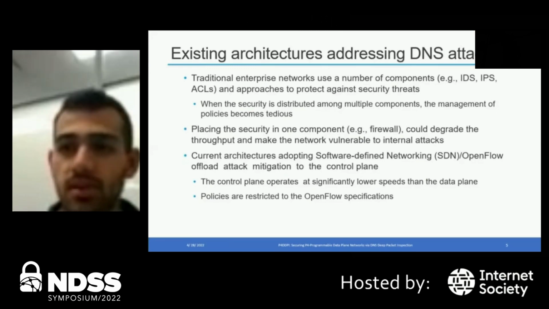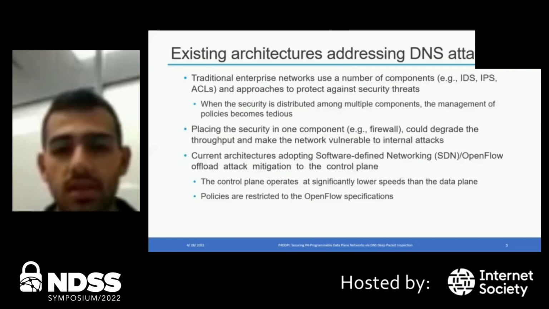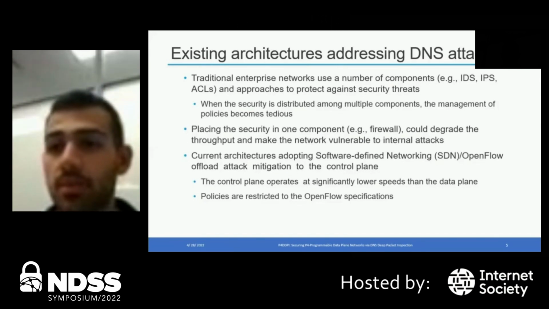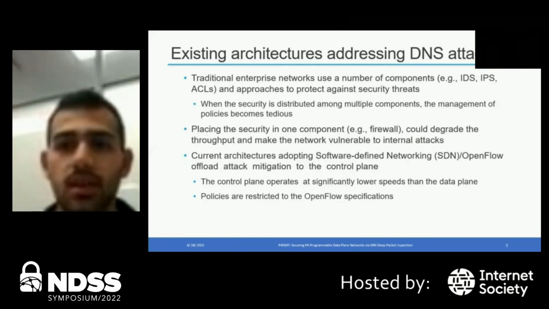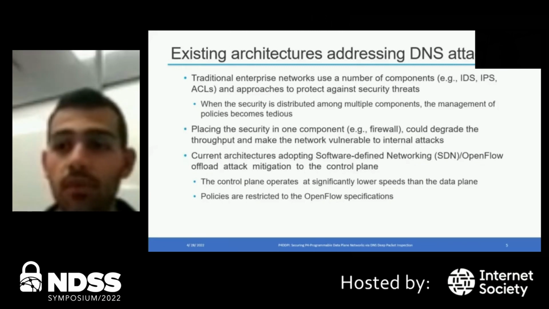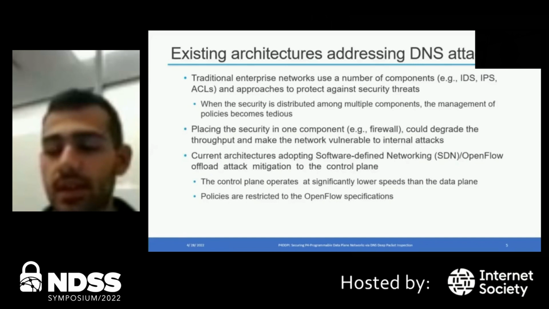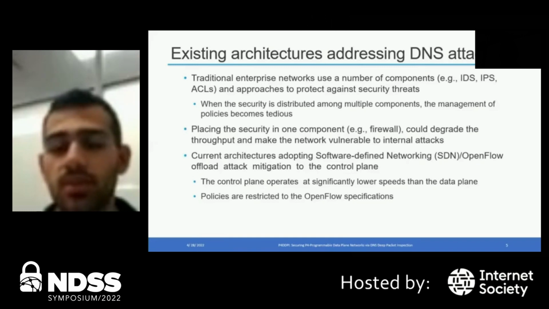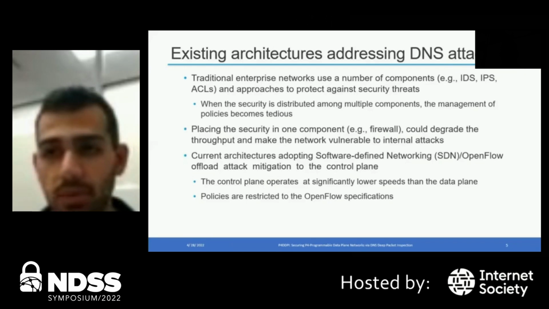Current contemporary architectures also offer solutions such as software-defined networking and OpenFlow, in which you can implement the security functionalities at the control plane. So packets will pass through this control plane, and you can also install rules according to the OpenFlow specification. However, the limitation of the SDN paradigm can be attributed to the fact that if the packets go to the control plane, which runs on a general purpose CPU, this will cause significantly lower speed. And also the rules in the data plane are restricted to the OpenFlow protocol.